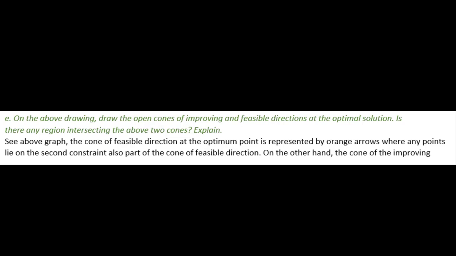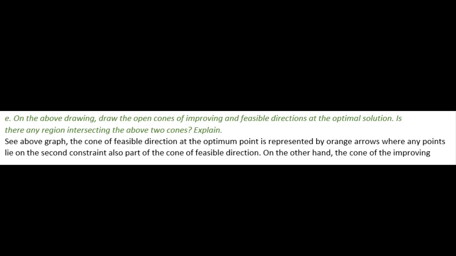Alright. Then part E, on the above drawing, draw the open cones of improving and feasible directions. Open cone of improving and feasible direction. This one is interesting. So let's say this is the point. At this point, where is the cone of improving direction? Well, the cone should have this base that is perpendicular to the contour. And then in this direction, this is the gradient. Gradient is always in the increasing direction.